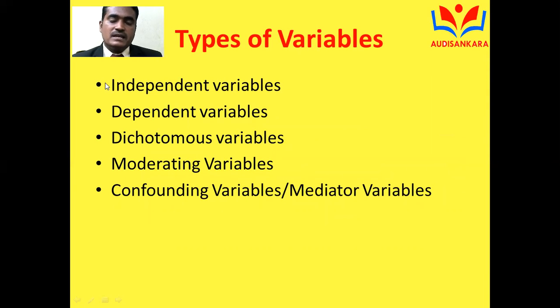So the types of variables majorly comprise the independent variables, the dependent variables, the dichotomous variables, moderating variables and mediating variables, and the intervening variables, controlled variables and uncontrolled variables. We'll see them one after one. The independent variable, a variable which will never depend on any other variable, will fall under independent variables. The best example, the demographic factors. The demographic variables all fall under the independent variables.